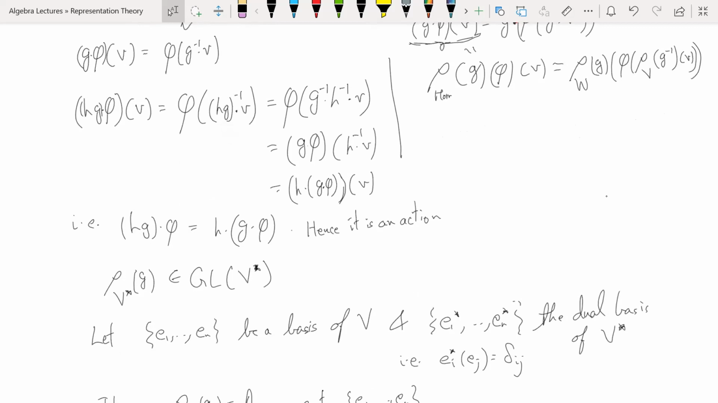So let E1 to En be a basis of V, and then you take the dual basis of V star, E1 star to En star. Dual basis precisely means that Ei star of Ej should be delta ij for all i, j. I hope you know what a dual basis and dual vector spaces are. Are you familiar with this? Did you see that in linear algebra?